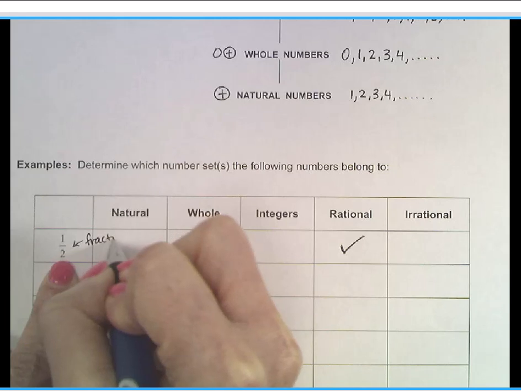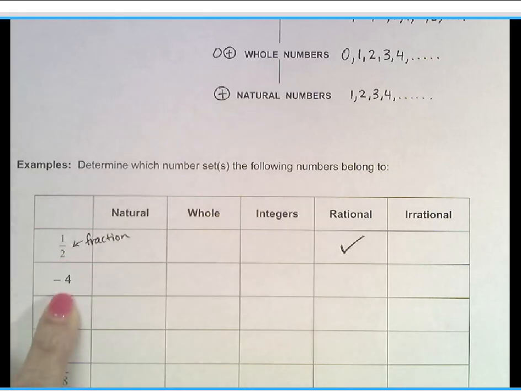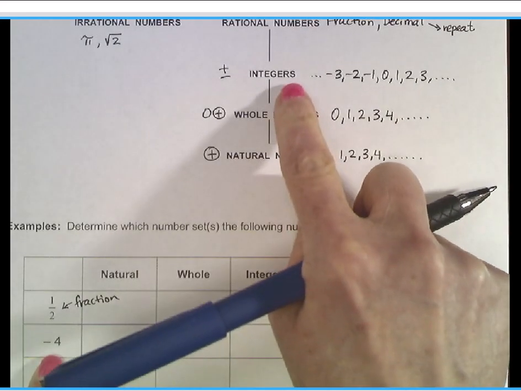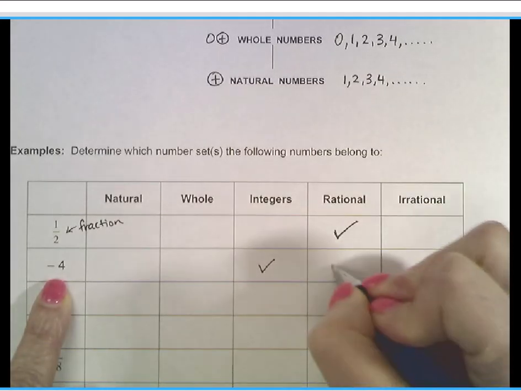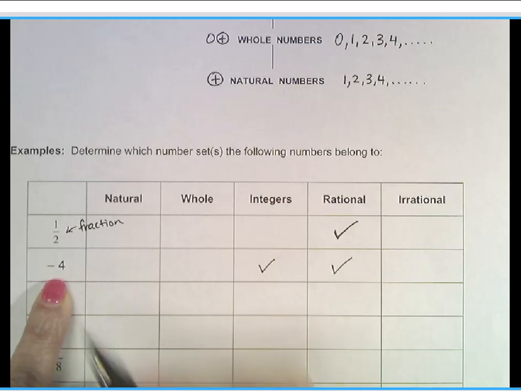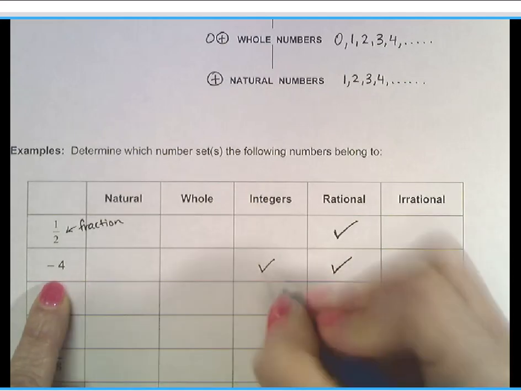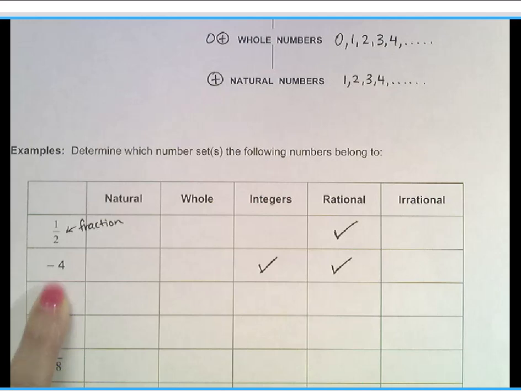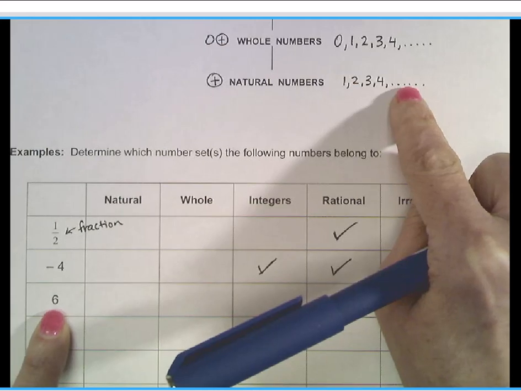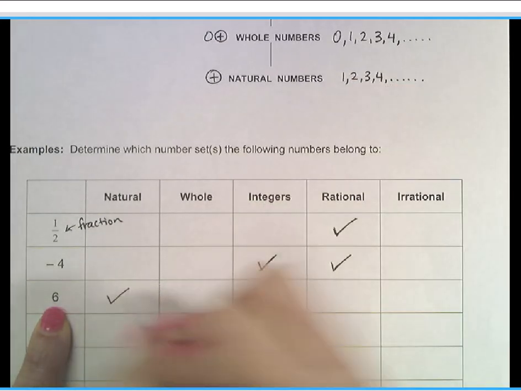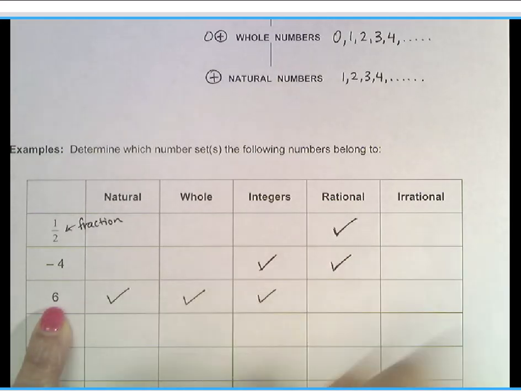So that one, the fraction, is just rational. I knew that because when I looked at it, it was a fraction. How about -4? Where do the negative numbers start? Negative numbers don't start till we get to the integers. So -4 is an integer, and it's also rational. You could write it as -4/1, and it would look like a fraction. So it's rational, but the fact that it was negative told me to start at the integers. How about 6? When little kids learn to count, 6 is one of the numbers they come to. So 6 is a natural number, a whole number, an integer, and if you write it 6/1, it's a rational number.